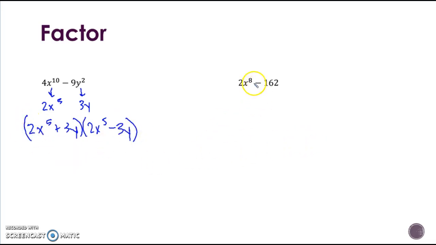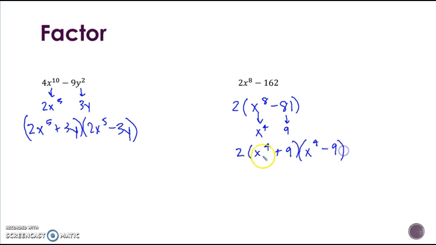And then over here, I know that I have an 8th power, which again is an even number. So if I take out my GCF, because 2 is not a perfect square or 162, it becomes x to the 8th minus 81. Then my square root is x to the 4th and 9. So I get 2 times x to the 4th plus 9, and then x to the 4th minus 9. Remember that 2 is still part of my final answer.